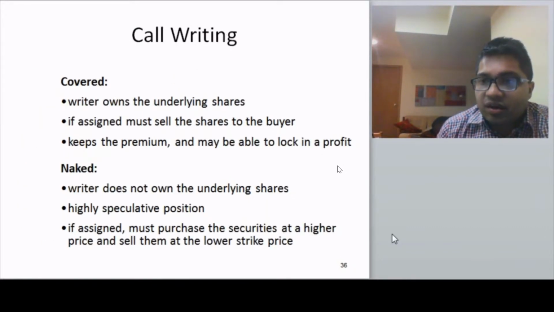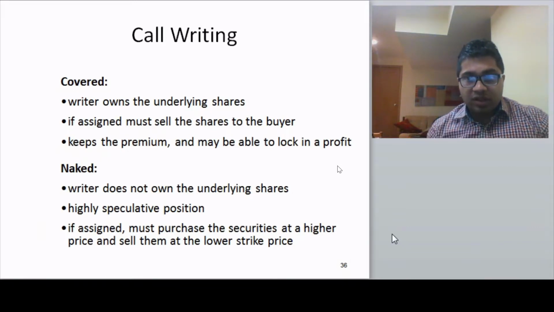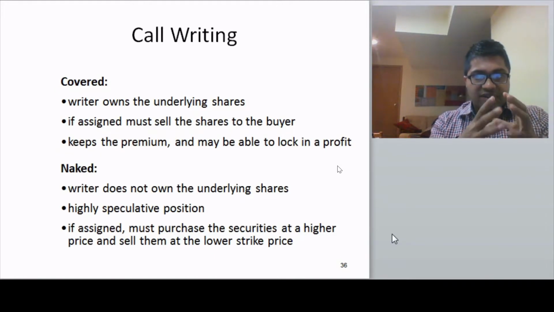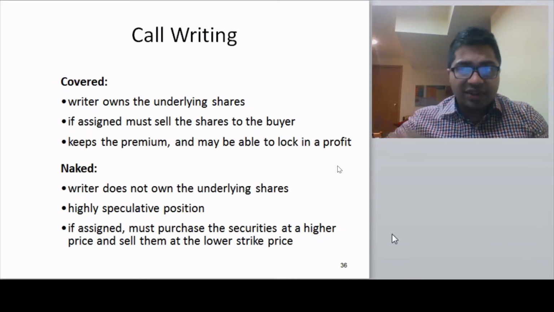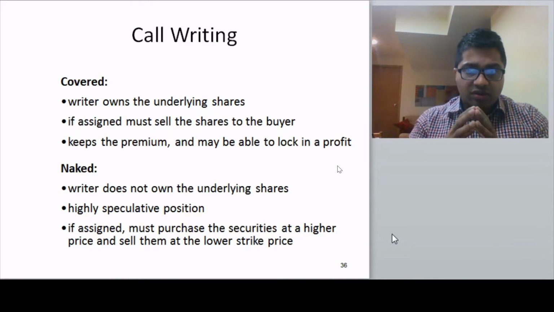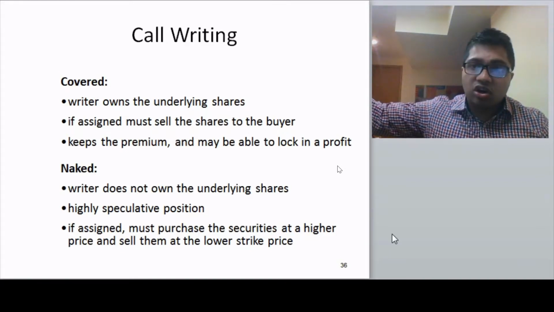Call writing can be covered or naked. So what is covered call writing? You have shares and you write the call. That is covered call writing. Based on the amount of shares you have, let's say you have 100 stocks of Facebook which are priced at 140. So you have $14,000 worth of Facebook stock, and then you write a call option.